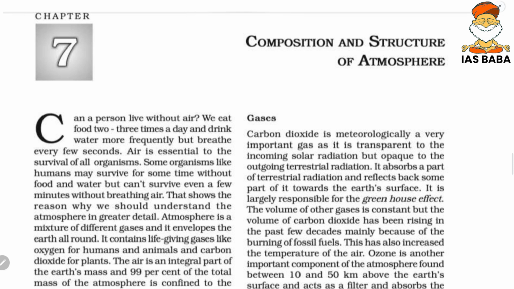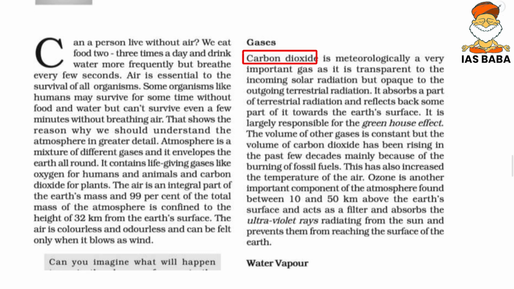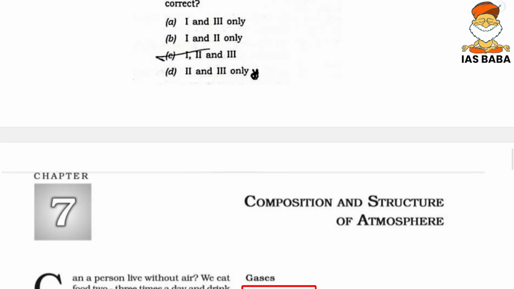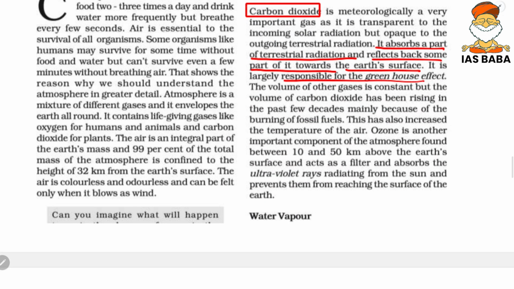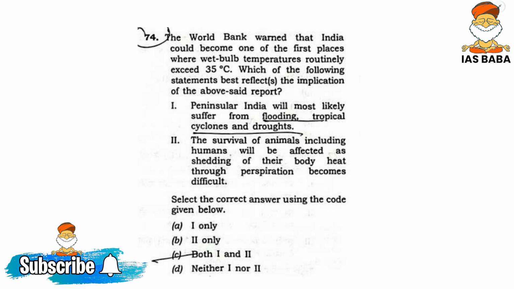This is NCERT class 7 chapter 11, standard NCERT again. So gases, especially carbon dioxide, what does it say? It absorbs part of the terrestrial radiation and reflects back some part of it towards the earth's surface, and this is largely responsible for the greenhouse effect, and this is the main factor responsible for atmospheric heating. So here, since all the statements are correct, C is the answer. Moving ahead to the next question. So you can see, students, there are quite a number of questions that are directly from the NCERT, and the statements are so close that you can do it by referring to the 11th standard NCERT alone.